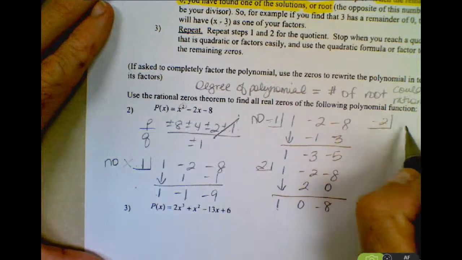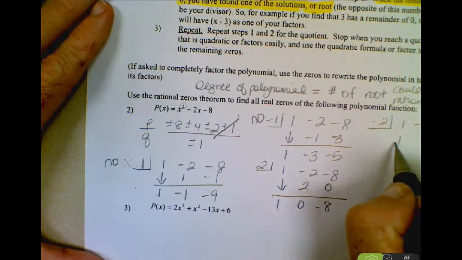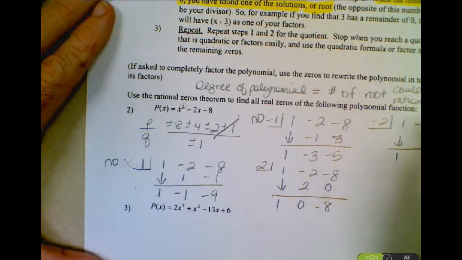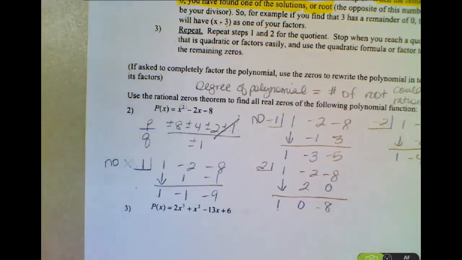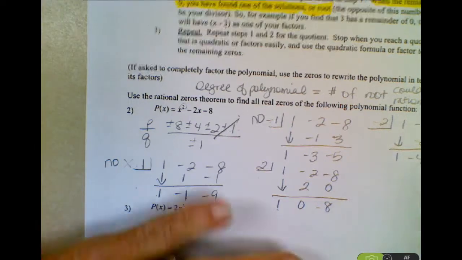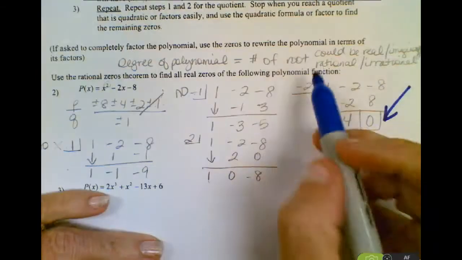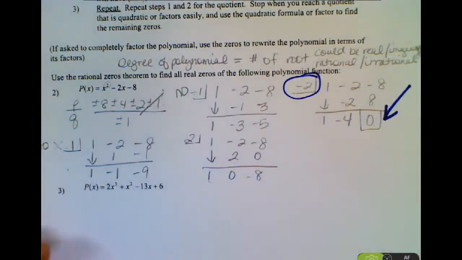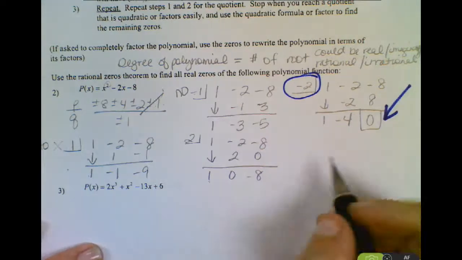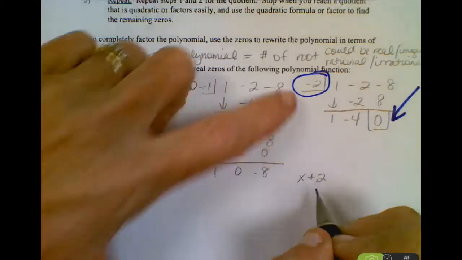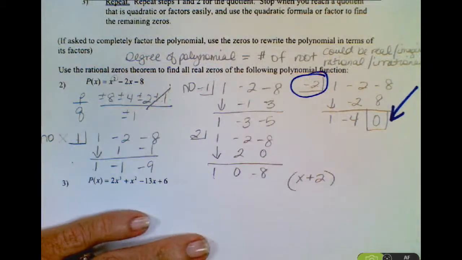Let's try negative 2. 1, negative 2, negative 8. 1 times negative 2 is negative 2. Negative 2 plus negative 2 is negative 4. Negative 4 times negative 2 is 8. Negative 8 plus 8 is 0. Right here, I've got a remainder of 0. This is a solution. Okay? That's what you're looking for. You want a remainder of 0. So negative 2 becomes one of our solutions. So we can actually write down here that x plus 2, the opposite of our solution, is going to be one of our factors.